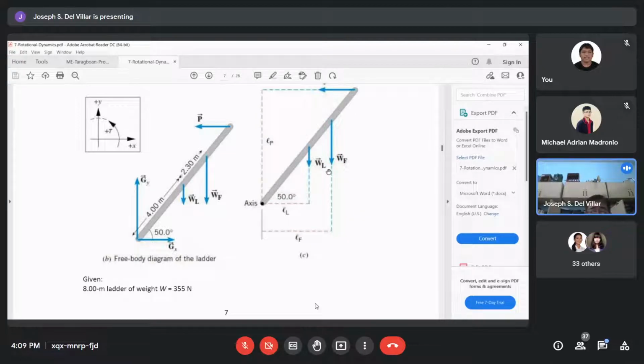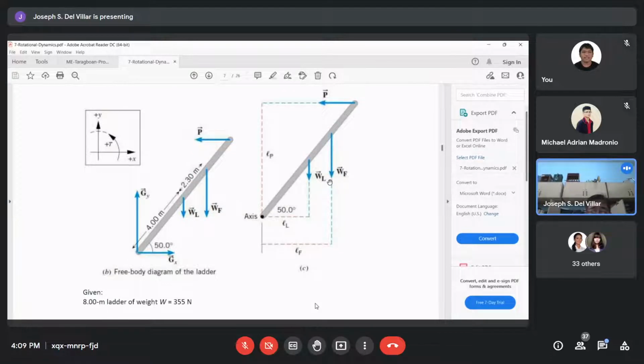Yung mga weight nila, walang problema. Those are given, right? Di ba yung weight ng ladder tsaka weight ng fireman given? Now, what about yung LP? Paano kukunin? Okay, LP, you consider this right triangle. Okay? Or you consider this. Now, if this is 50, this must also be 50. Di ba? Ito.